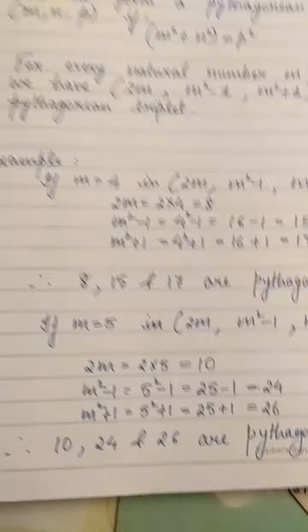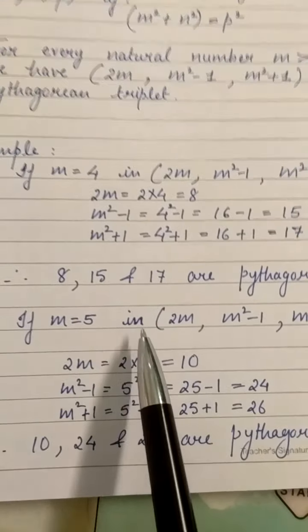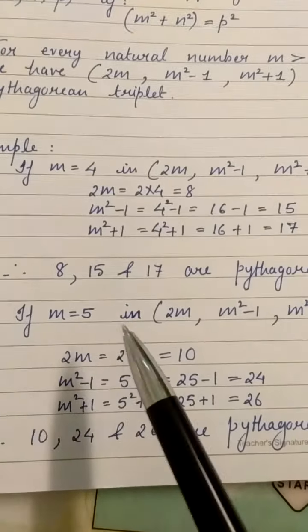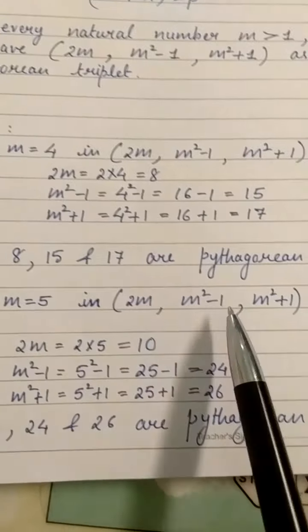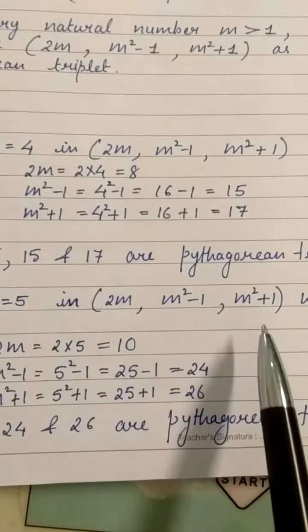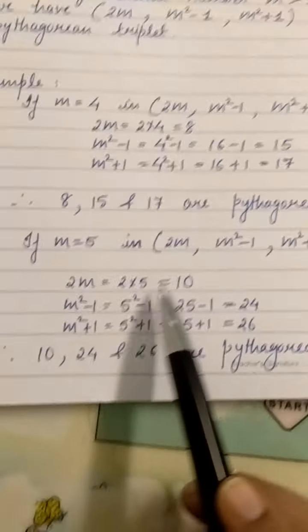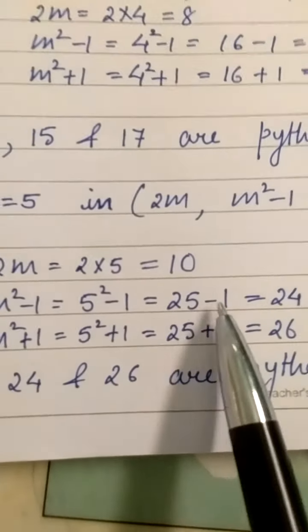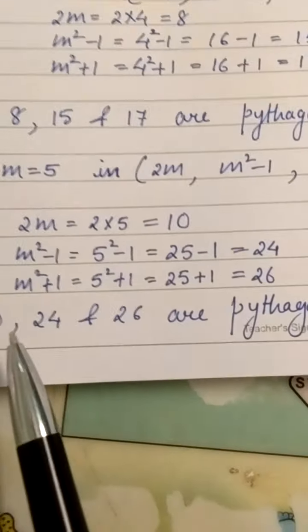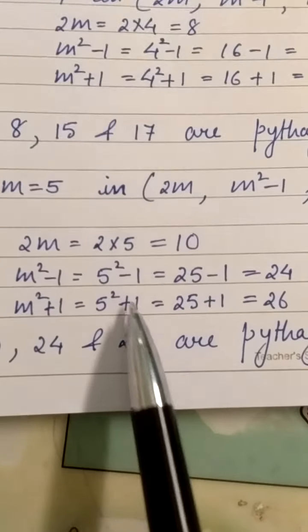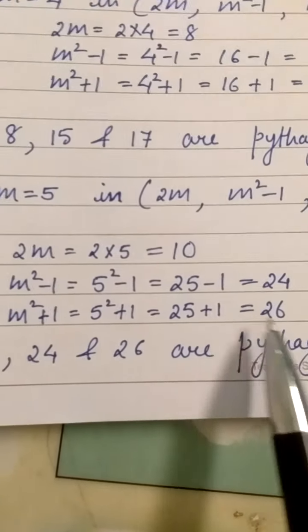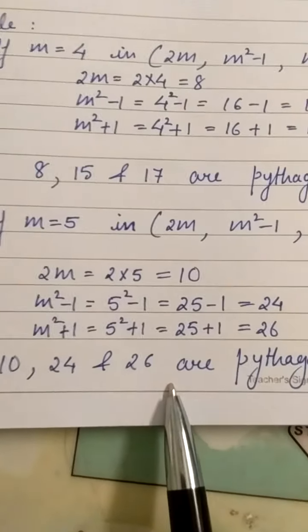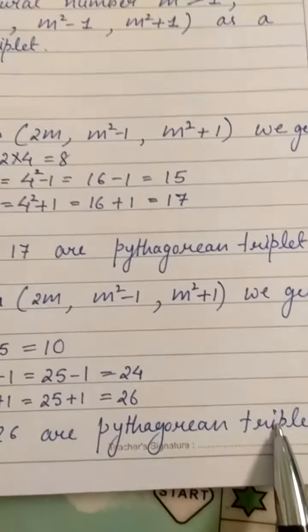If m is equal to 5, again m is greater than 1. So when we are putting m equal to 5 in the Pythagorean triplet set, that is 2m, m square minus 1 and m square plus 1, we have 2m is equal to 2 into 5, that is 10. m square minus 1 is 25 minus 1, which is equal to 24. And m square plus 1 is equal to 5 square plus 1, which is 25 plus 1, that is 26. So 10, 24 and 26 are Pythagorean triplets.